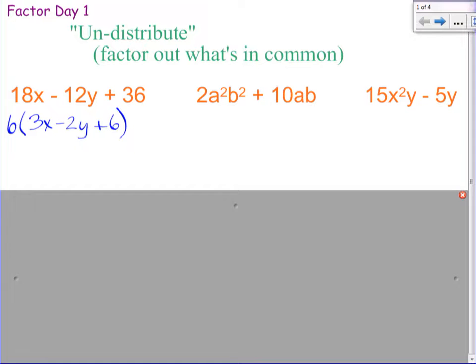We can take out a 2, an A, and a B. That's the very most we can take out. So we're left with AB plus what? Close. Just 5. Okay, what can we take out of this one? So what do we have left then?